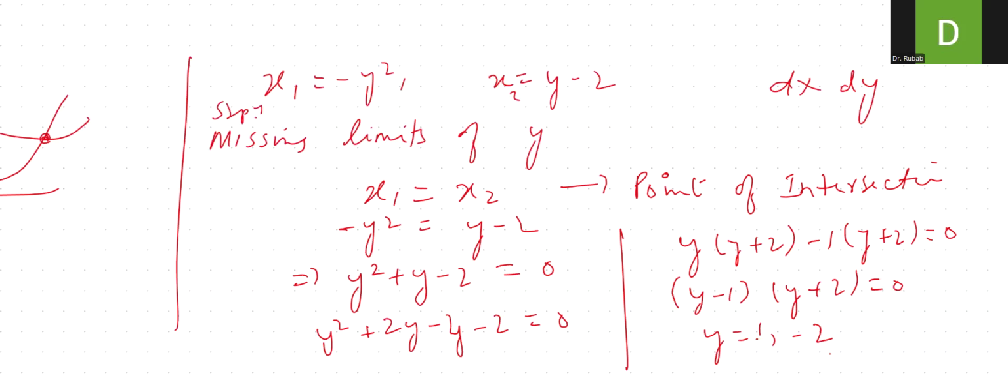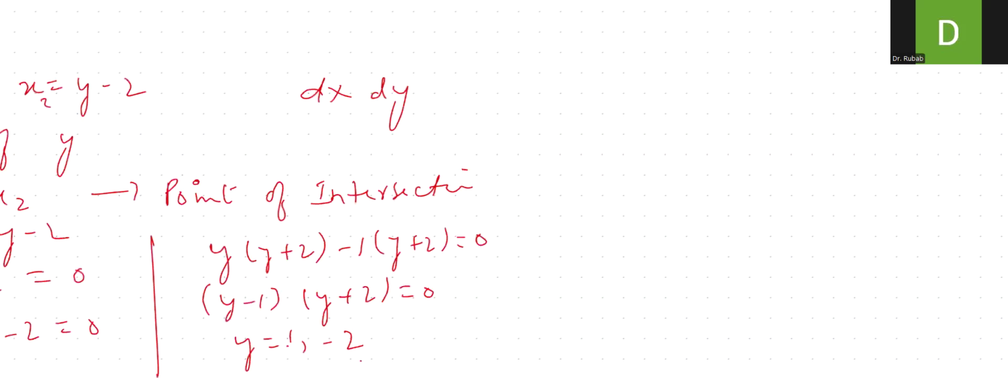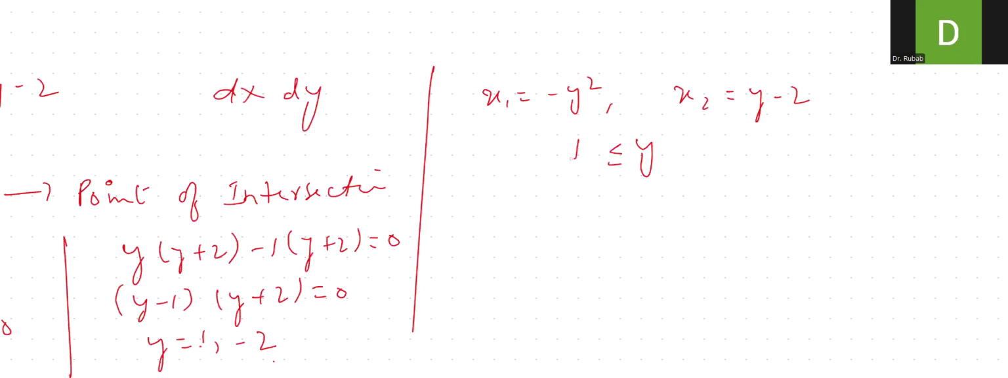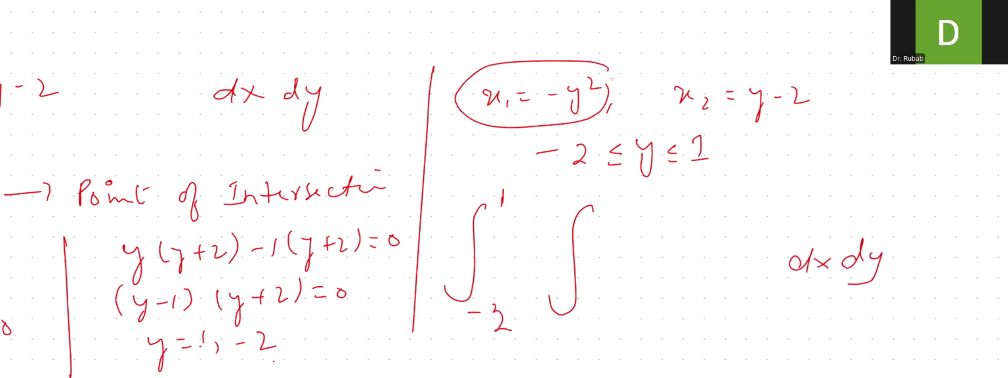Now step 2 is to write the integral. So we write the limits. We get x1 is equal to minus y squared, x2 is equal to y minus 2, and our y is between minus 2 and 1. Right? This is the limit of y. Now I have to write the integral. I'm sure that y comes here and dx comes here. Now I want to see which function is bigger and which function is smaller, right?